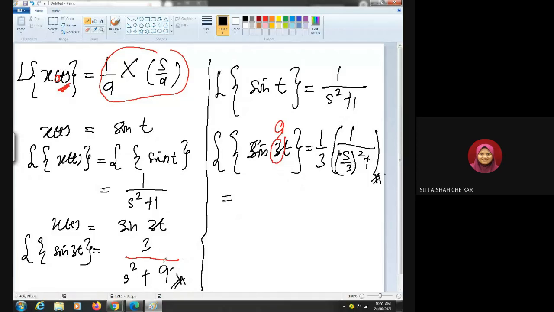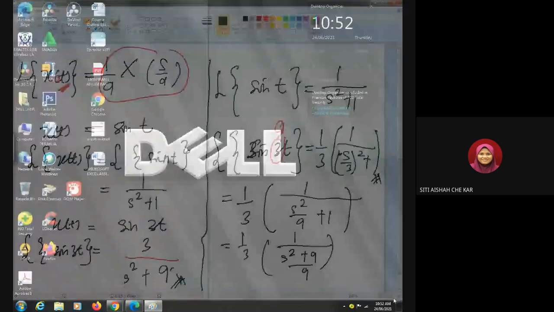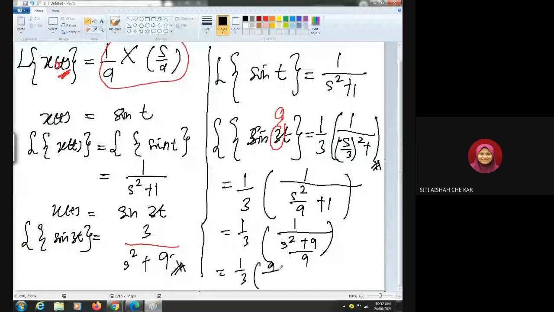Okay, let's see. So we're going to have s squared over 9 plus 1. Let's try to simplify. So we're going to have s squared plus 9 over 9. Okay, so cancel out the 3s. So it will produce 3 over s squared plus 9. So it is the same as this answer. This one.